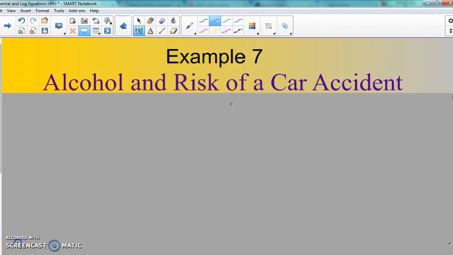Alright, so now example 7, we get to go to word problems. Alright, so we're looking at alcohol and the risk of a car accident. So it's a real life situation here about people when they drink and drinking too much and they get into an accident and all that good stuff.